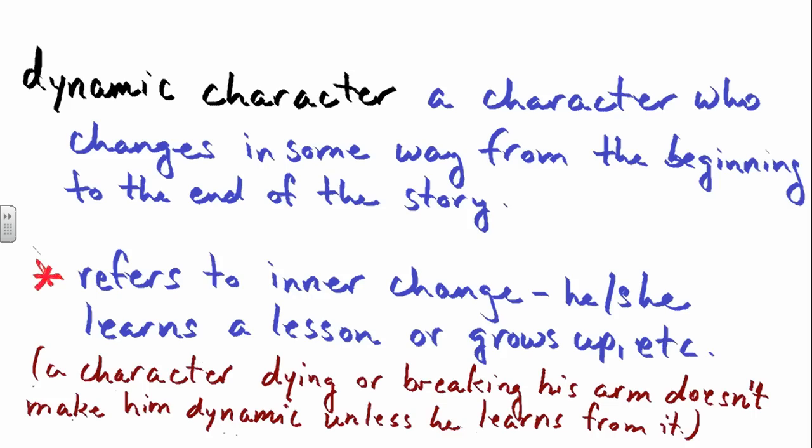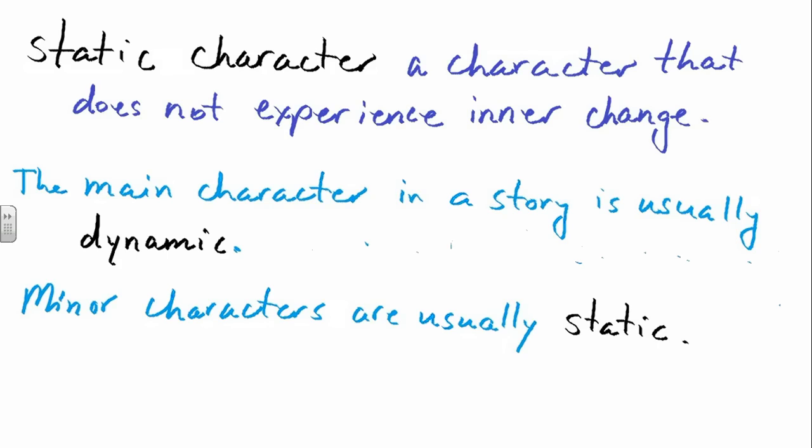Now we have dynamic character. A dynamic character is one who changes in some way from the beginning to the end of the story. And notice here with my little red star that this refers to interchange. The main character learns a lesson or grows up, etc. And notice here that a character dying or breaking his arm doesn't make him dynamic unless he learns from it. A static character is a character that does not experience interchange. Notice that the main character in a story is usually dynamic, while minor characters are usually static.